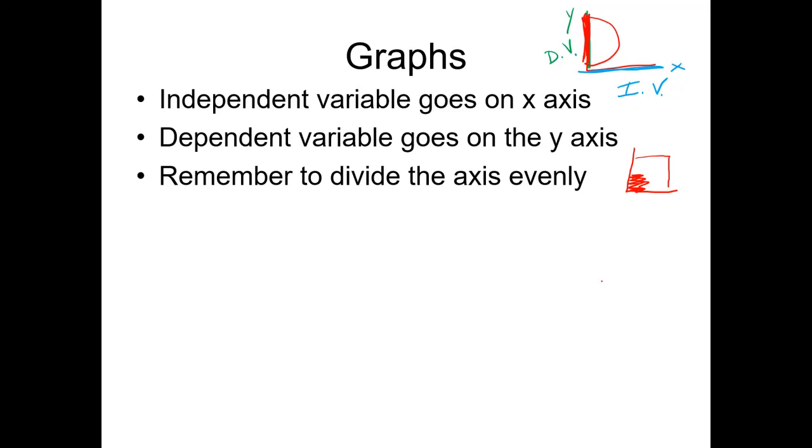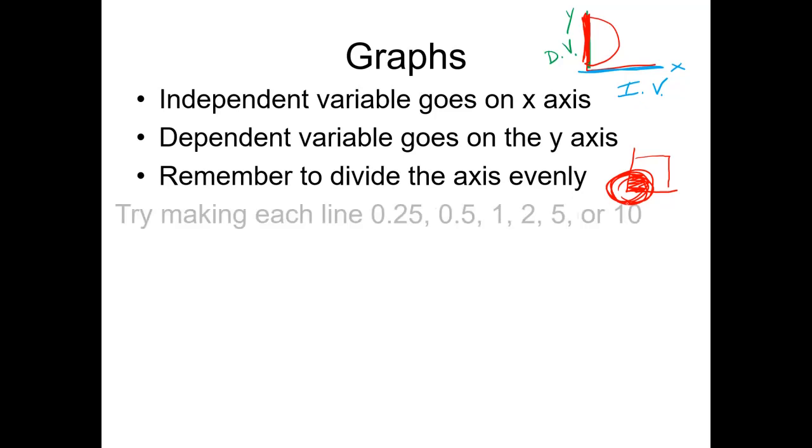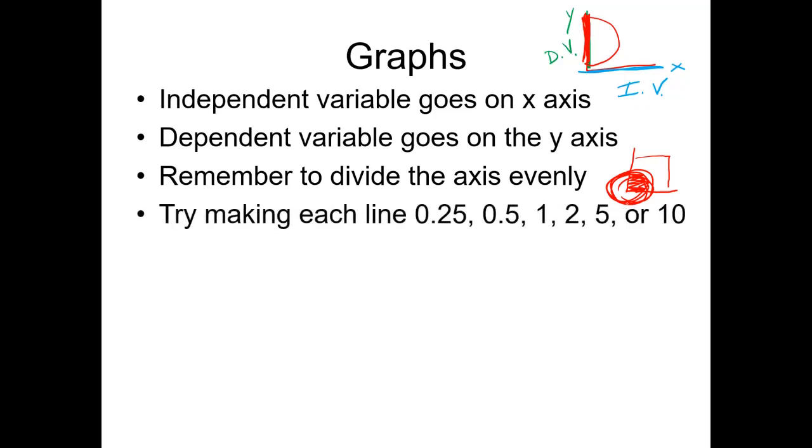If the stuff that you've graphed is squished down here into this corner, you haven't expanded that data as large as you possibly can, and therefore you can't get as much information out of the graph as you potentially could. So divide your axes evenly and try to spread out that graph as much as possible.